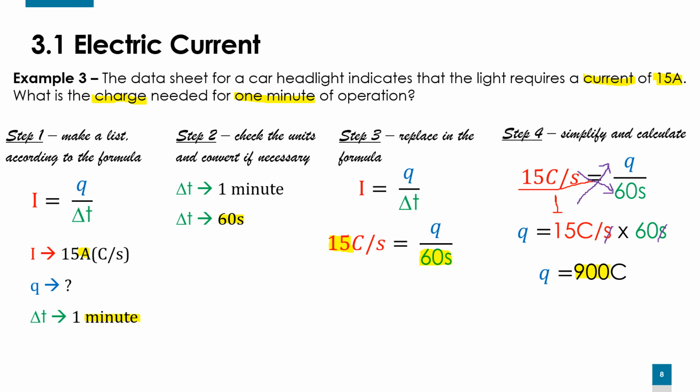Let's go read again my question. What's the charge needed for 1 minute of operation? And how can I answer? The charge needed for 1 minute of operation is 900 coulomb.